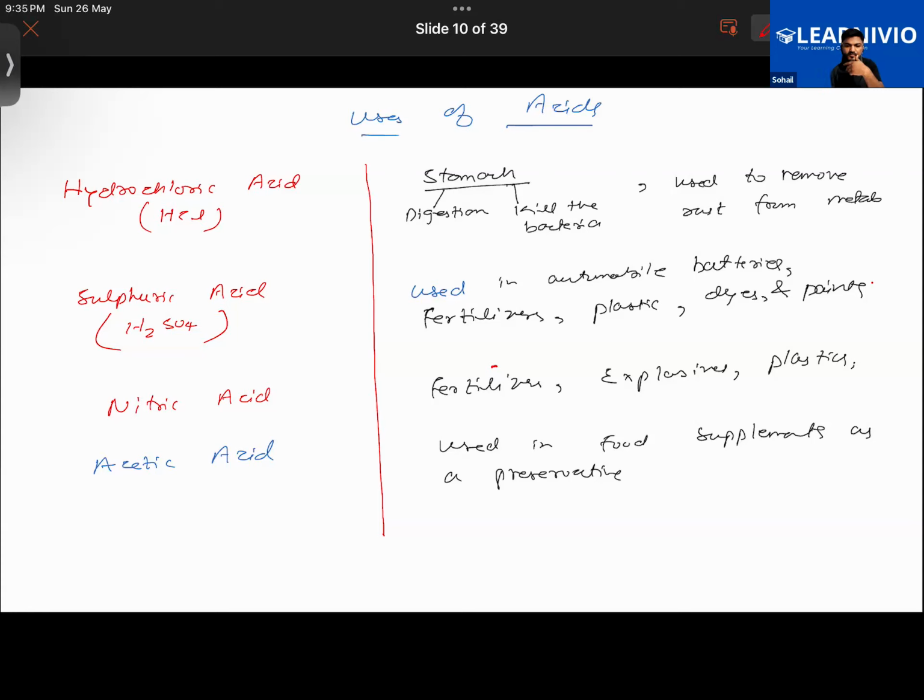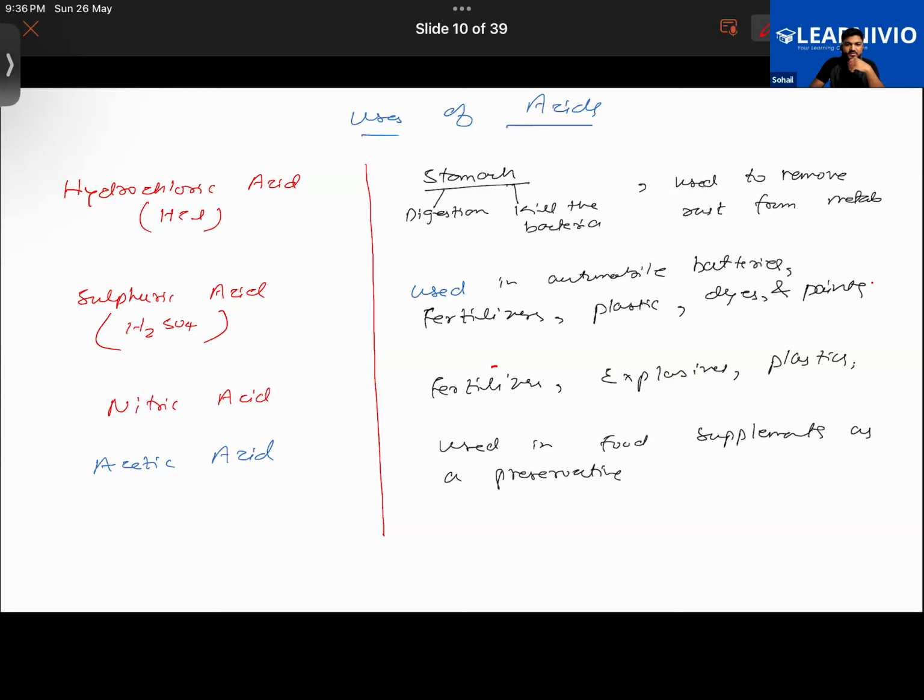Okay. Vinegar. Which acid is found in vinegar? Name of the acid. Acetic acid is found in it. There are so many other acids, like lactic acid, which is found in curd. Okay. Think of some more examples.